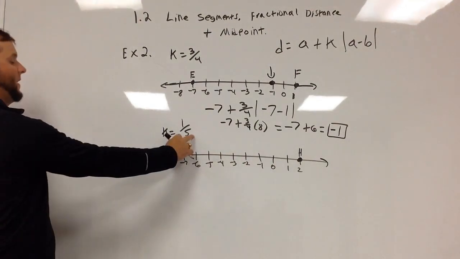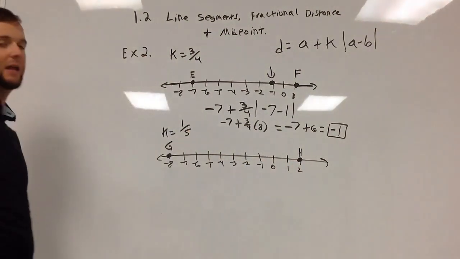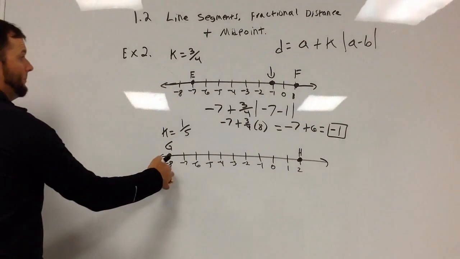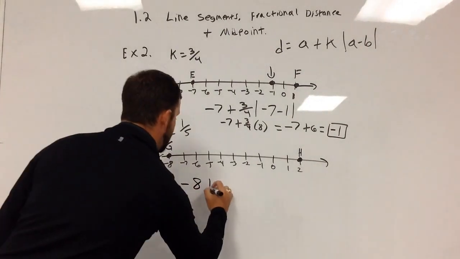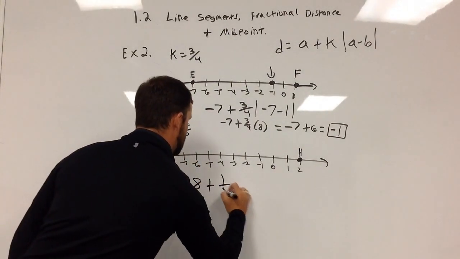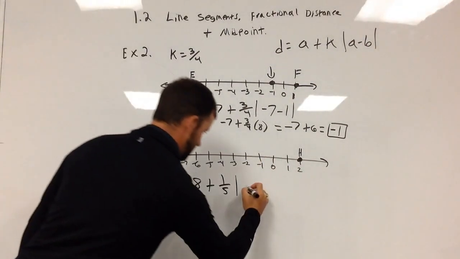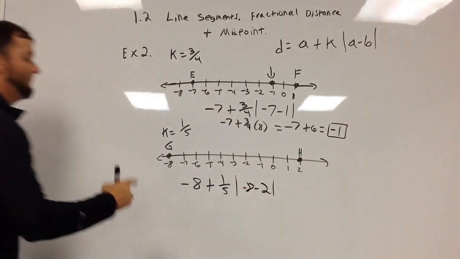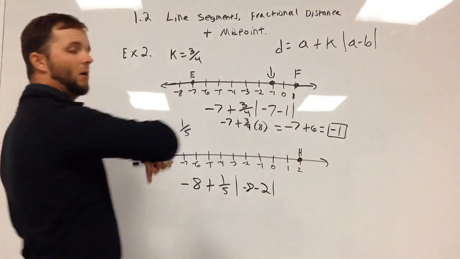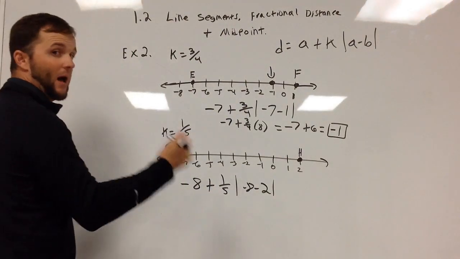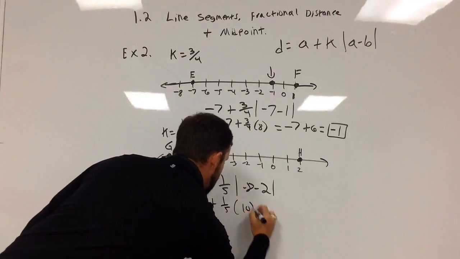So now let's go and look at the one down here. I need to go ahead and find 1/5 of the distance between G and H. So I'm going to do that between negative 8 and 2. So let's go ahead and get started. My beginning point is going to be negative 8, so that'll be A in the equation, plus K, which is going to be my fractional distance, multiplied by the absolute value of the distance formula, so negative 8 minus 2. So negative 8 minus 2 inside my absolute value bars is going to be negative 10. But remember, I told y'all when it comes out, it's going to end up being positive. So it's going to be positive 10. So that'll be negative 8 plus 1/5 times 10.